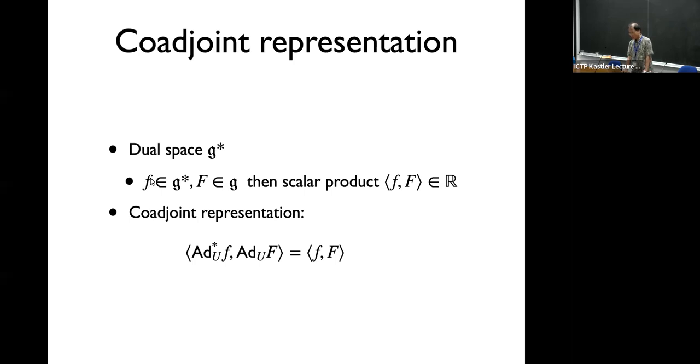So for each element of the dual space and each element of g, for each such pair, one can put a scalar product, that is a real number. And this dual space also realizes a representation of the Lie group and the Lie algebra. We define this adjoint, coadjoint representation so that if we apply an adjoint rotation on capital F and a coadjoint rotation on small f, the scalar product is preserved. That is how one can define the coadjoint representation.